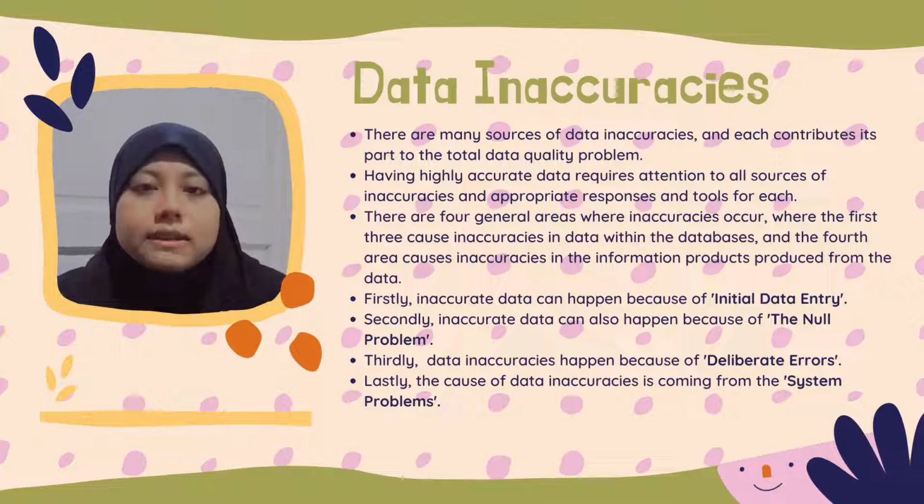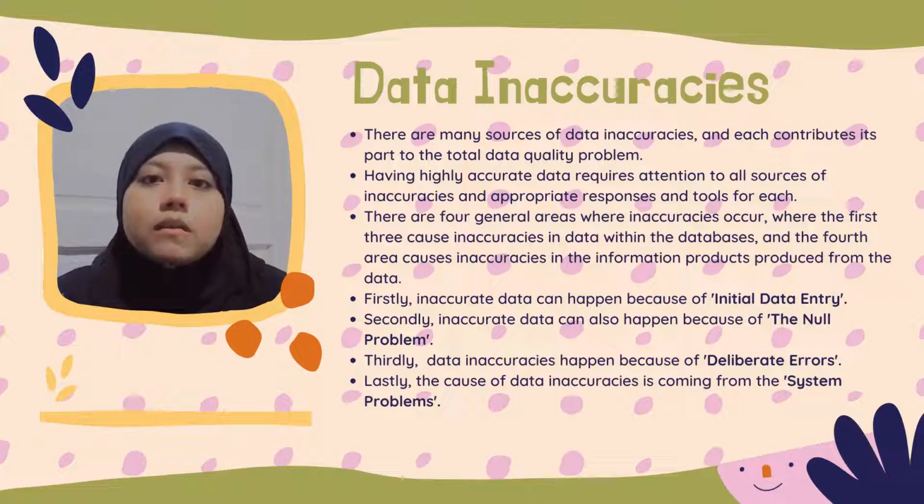Firstly, inaccurate data can happen because of initial data entry. The most common source of data inaccuracy is that the person entering the data makes a mistake. A lot of data entry is done with a form. A person completes a form, on a piece of paper or on a computer screen. Form design has a lot to do with the amount of inaccurate data that ends up in the database.